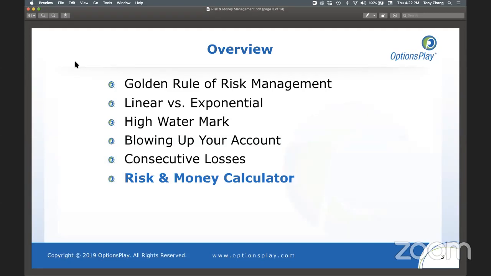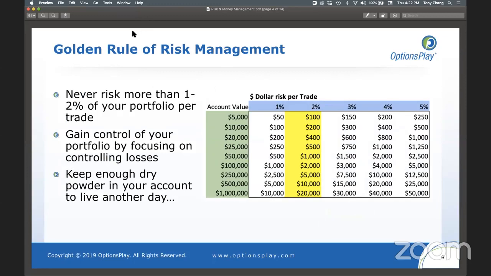So starting off, first rule of risk and money management. It's really, really simple. The goal here is to simply risk no more than 1 to 2% of your entire portfolio per trade. That's it. That is the golden rule.